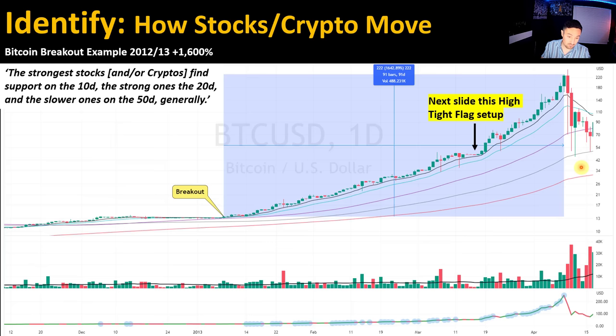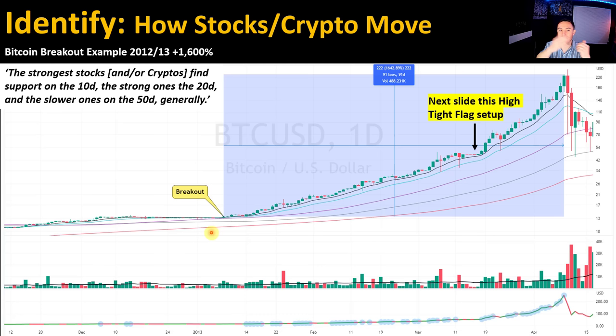We're then going to look at this high tight flag here. So the strongest stocks and/or cryptos find support on the 10-day, the strong ones the 20-day, and the slower ones on the 50-day. Generally the same principle applies here for Bitcoin, in how this was basing. There's also the law of cause and effect: the bigger the cause, the bigger the base, the bigger the effect to the upside as well.